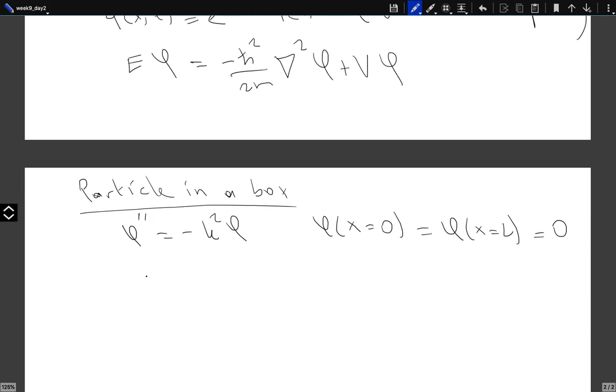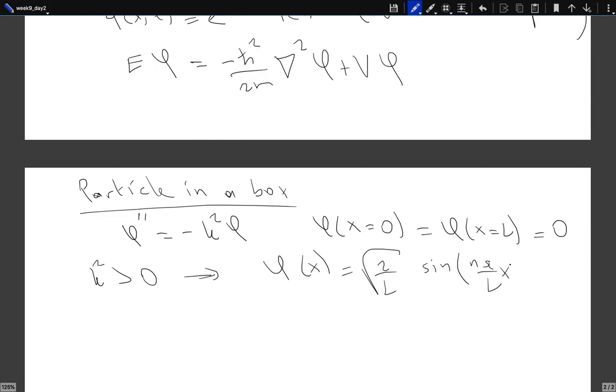Now, then we looked at the cases when k squared was positive. And we had found that the solution was square root of 2 over L sine n pi over L x. This is what we had done on Monday. Now, we didn't look at the case: is it possible to have k squared negative? You see, I defined the k squared through the energy in this form, but I don't actually know E is positive.